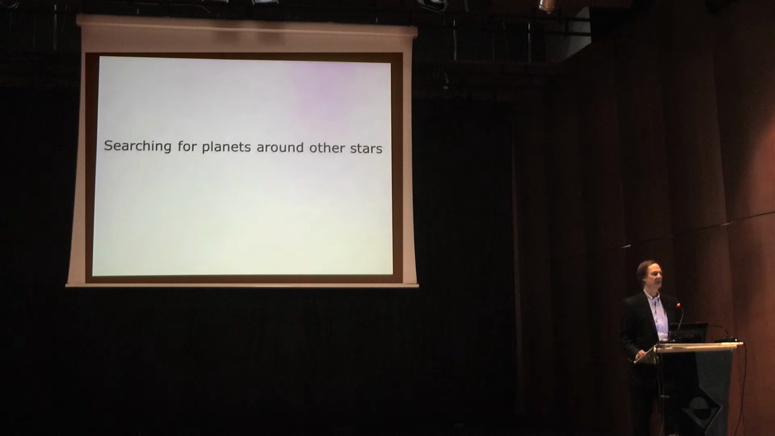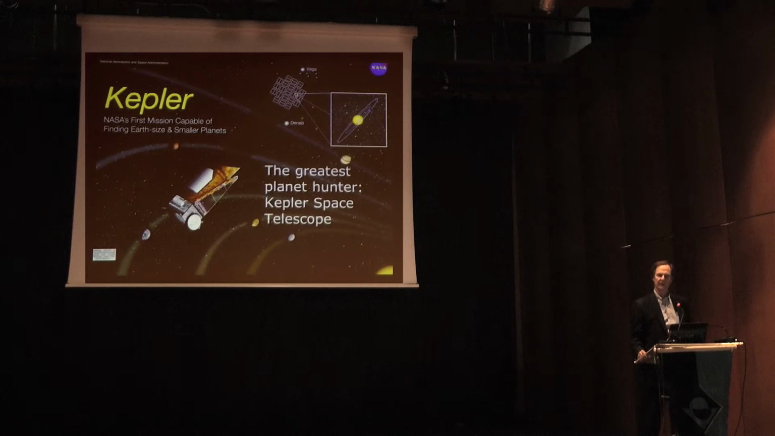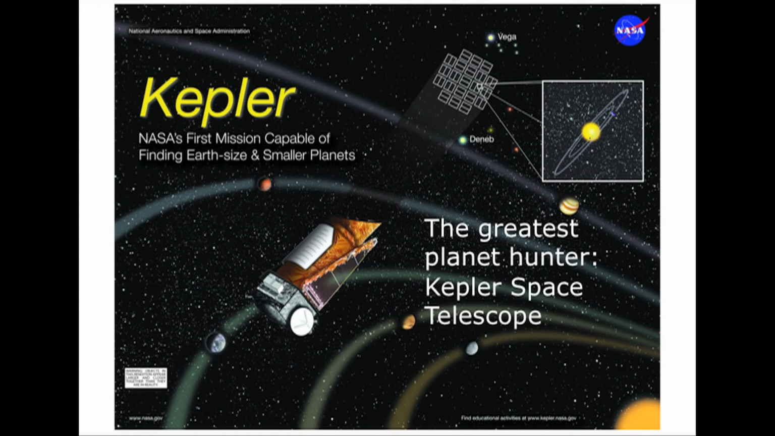Even though we don't understand fully the formation of stars and their planets, we have been able to search for them, and remarkably, in the last 25 years, have discovered a great many planets outside of our own solar system. This work has been aided by a space telescope called Kepler.